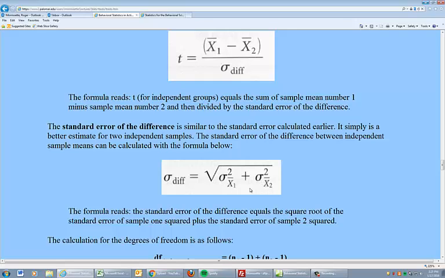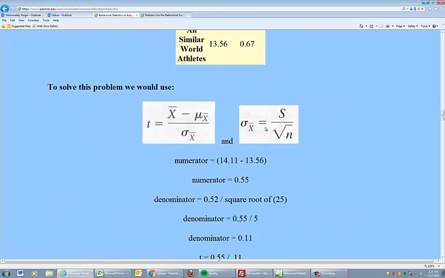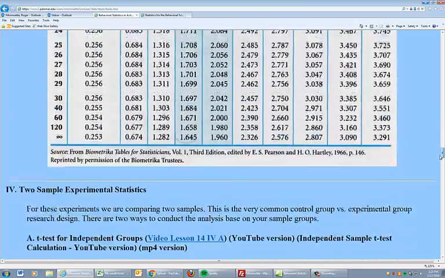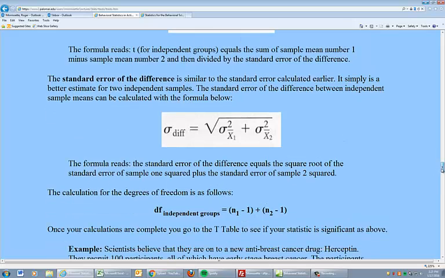But this is confusing. This really messes up students. But if you can just take this standard error and turn it into this, S over the square root of n. So this is just S for the first group, n for the first group, and then we're going to square it. That equals one of these. And then you do the same thing for the second group. Add them together, take the square root of them.